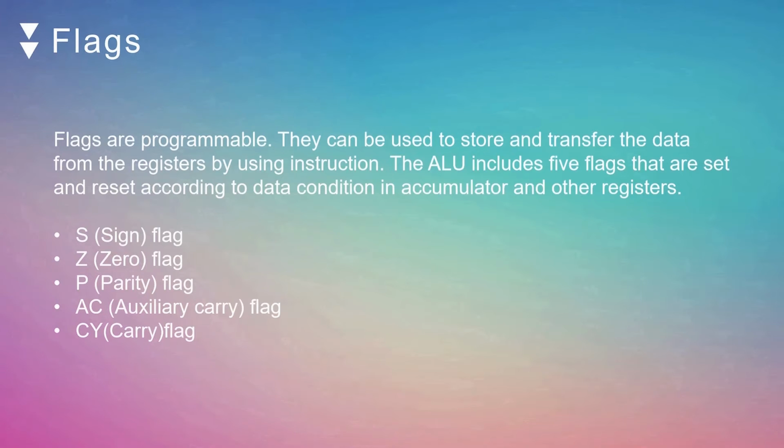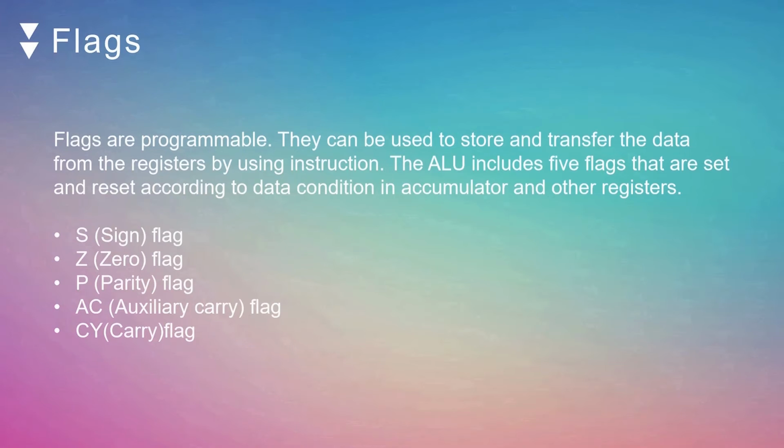Second, we have the zero flag. After any arithmetic or logical operation, if the result is 0, the zero flag becomes set, otherwise it becomes reset. Third, we have the parity flag. If after any logical operation the result has even parity, an even number of 1 bits, the parity flag becomes set, otherwise it becomes reset.